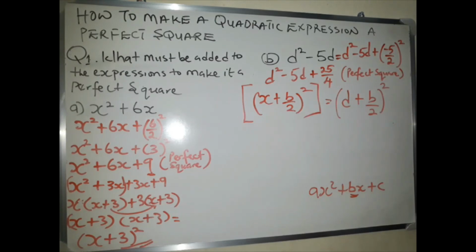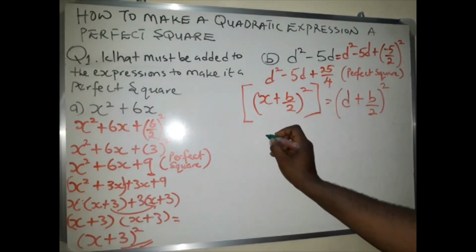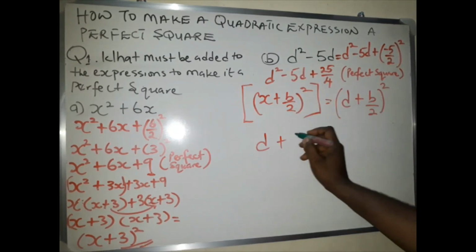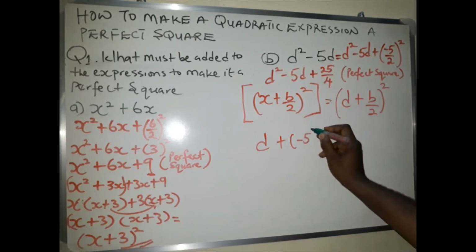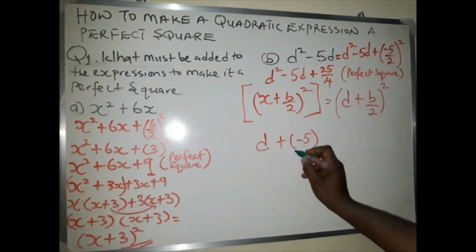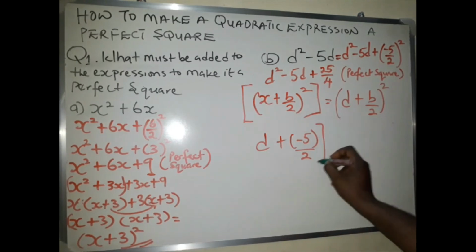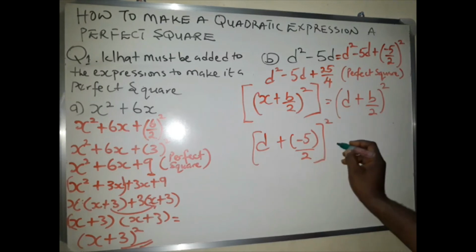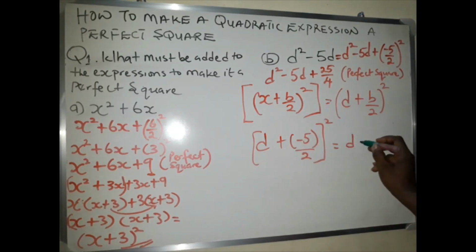So what we do here simply is, we have our d here. D is already the unknown. So our b here will now be minus 5 all over 2, the whole thing squared. So expand this, you now have d minus 5 over 2, the whole thing squared. So that will be the answer for this particular expression.